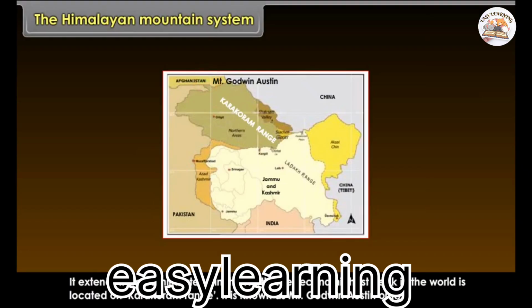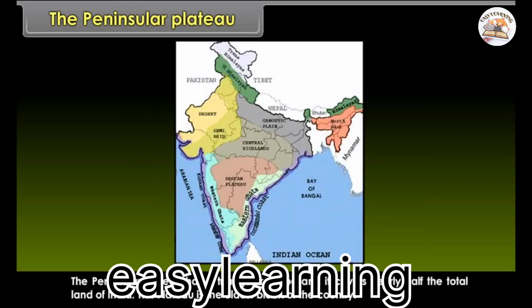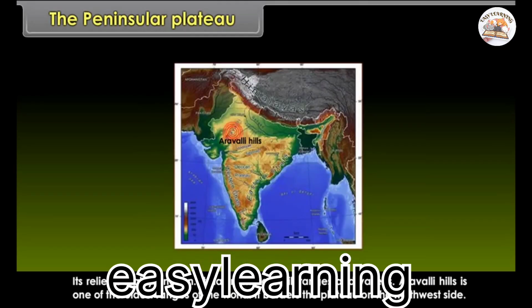It extends from Pamir Plateau in the north. The second highest peak in the world is located on the Karakoram range. It is known as Mount Godwin Austen or K2. The Peninsula Plateau. The Peninsula Plateau has a triangular shape and it covers nearly half the total land of India. This plateau is the oldest block of the country.